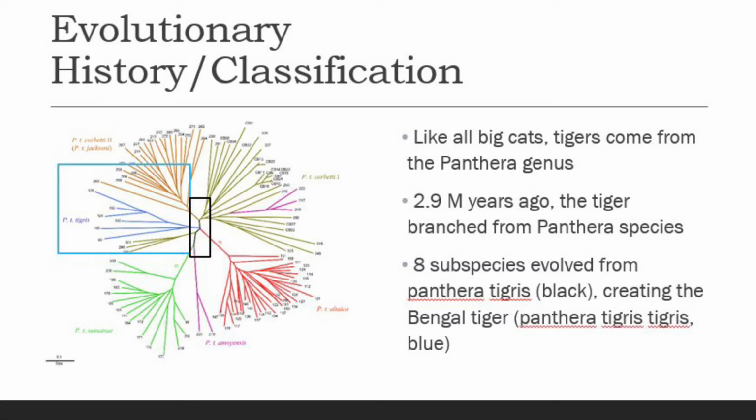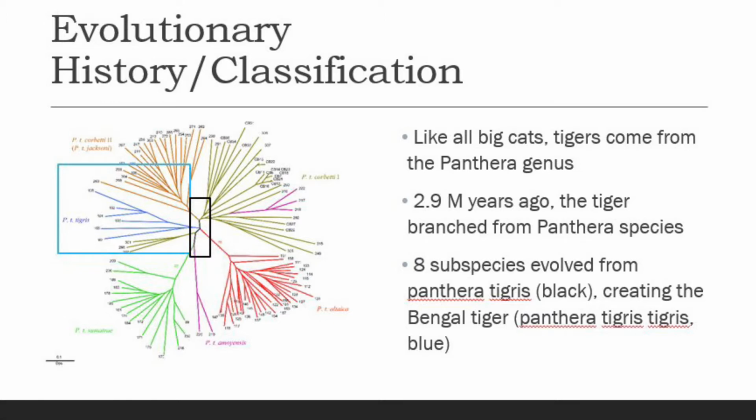From the Panthera tigris species, shown by the small black box, evolved 8 subspecies described by the different colors around that one box. 3 of these subspecies, sadly, are now extinct. One of the subspecies is the Panthera tigris tigris, or our Bengal tiger. It's shown in the blue box here.